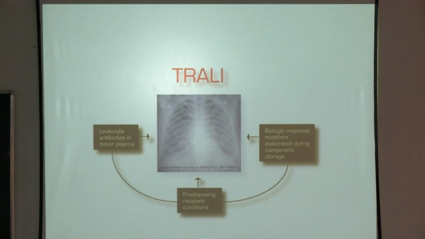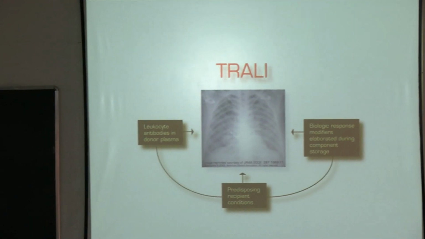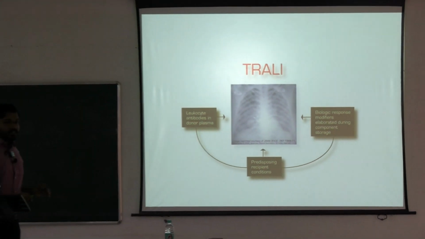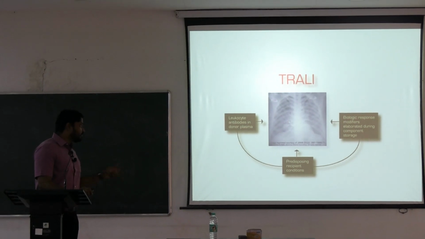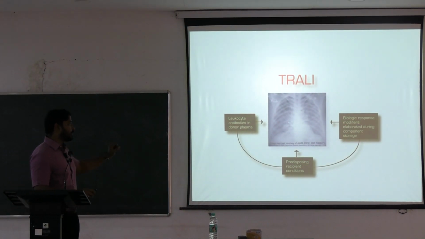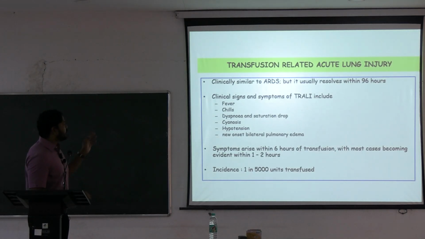What is TRALI? Transfusion related acute lung injury. How does it happen? Because of the leukocyte antibodies that are present in the plasma. When there is a predisposing condition in the patient's lung only, and there is a biological response modifier elaborated during the component storage, these three things mix and it causes TRALI. This condition is very similar to ARDS.